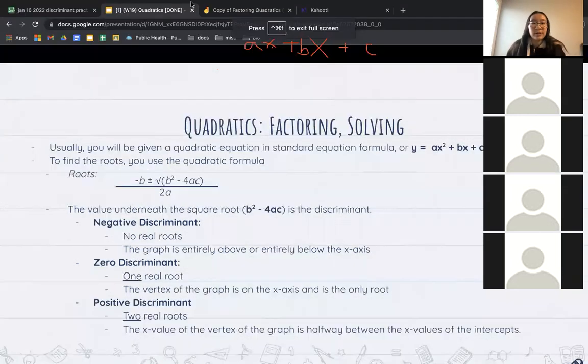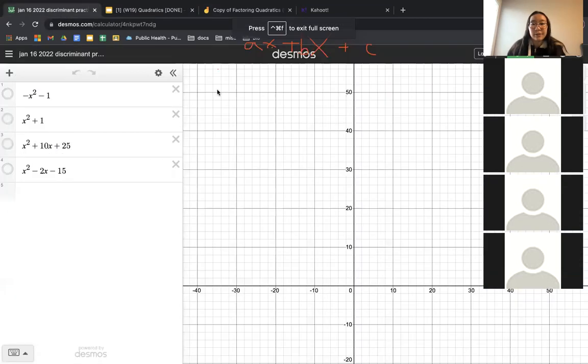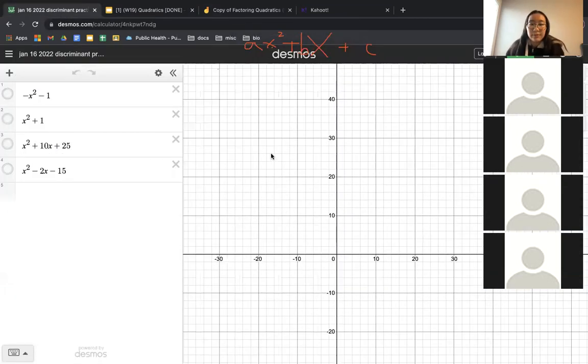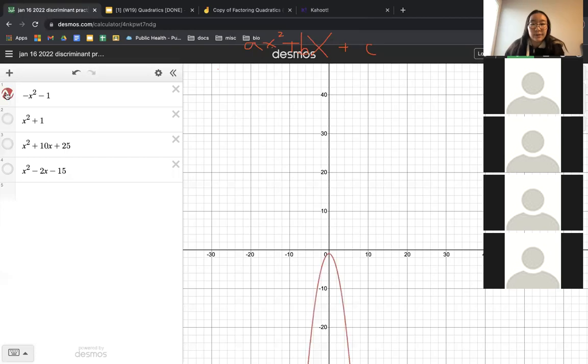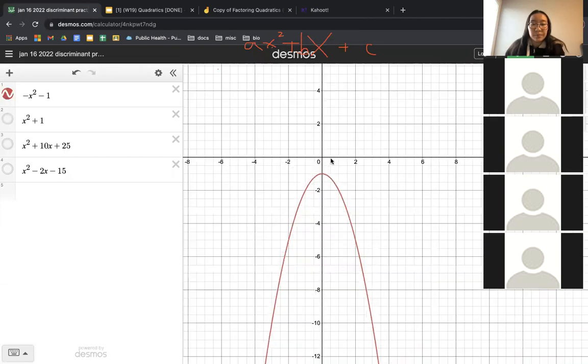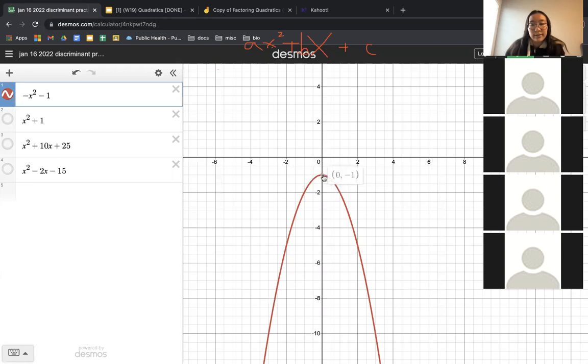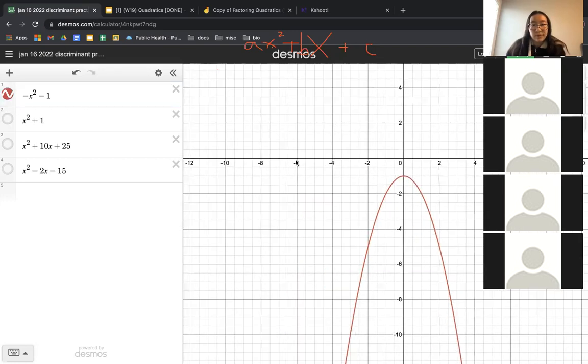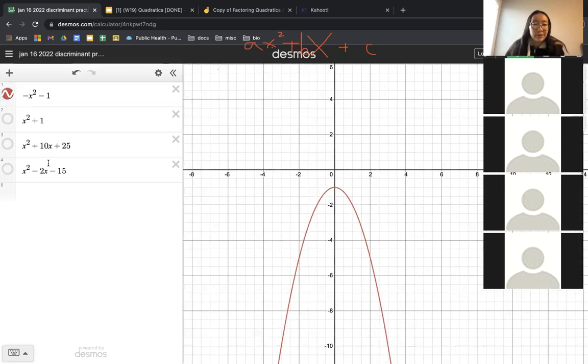So let's take a look at some different equations. We'll start off with this first one, negative x squared minus 1. So this is an example of something that has 0 real roots. As you can see, it never touches the x-axis, and so it's not going to have any roots. The point at which the graph touches the x-axis is called its root. And so if you did the discriminant on this one, you would get a negative number.